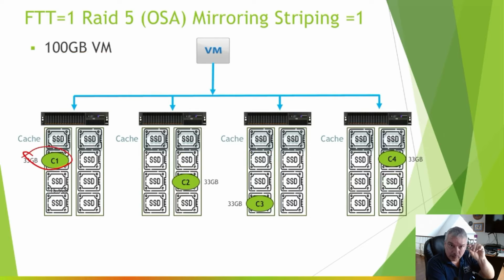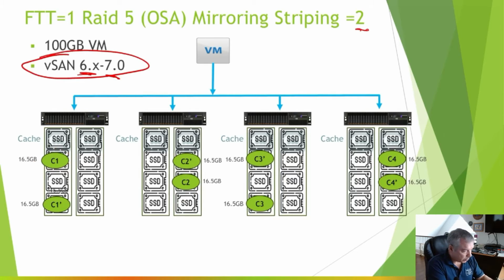I'm going to take that one component, make 2 out of it. So we got component 1 and component 1 prime. Those are about 16.5 gig each, roughly. Okay, and I'm going to do the same here, and the same here, and the same here. So I'm splitting those up.